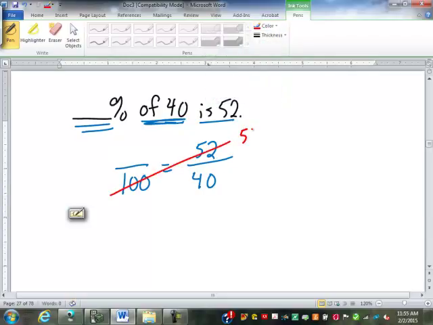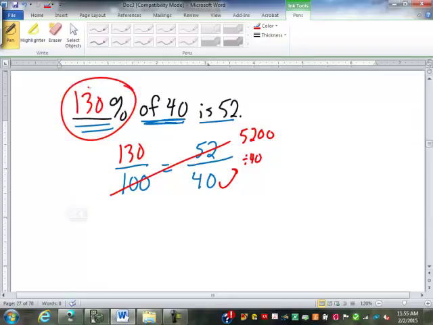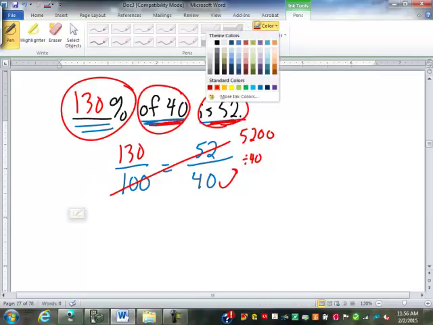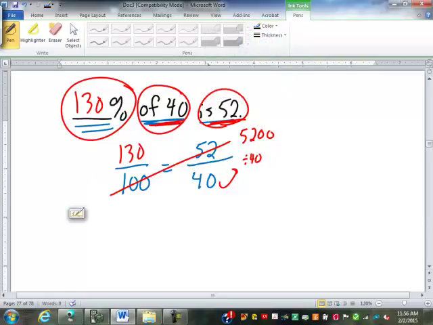100 times 52 is 5,200. Divided by 40 is 130. We get 130% of 40 is 52. If the ending result is bigger than the whole amount or the starting amount, the percent has to be larger than 100%.